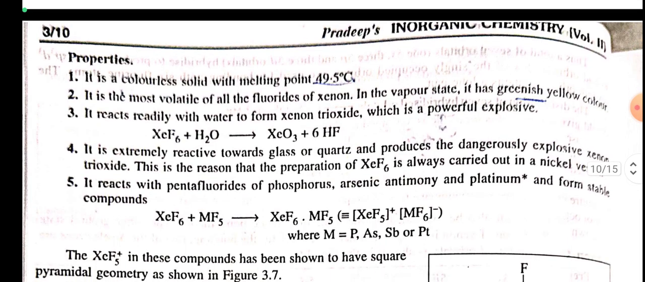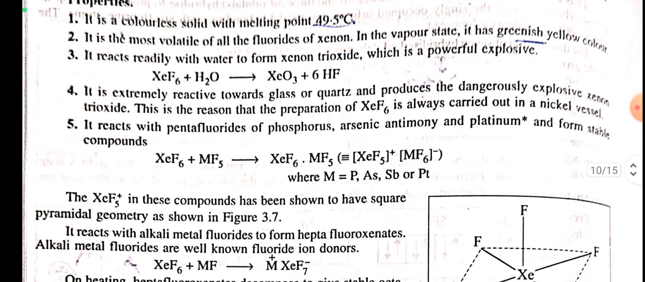Properties. It is a colorless solid with a melting point of 49.5 degrees Celsius. It is the most volatile of all fluorides of xenon. In the vapor state, it is greenish yellow in color. It reacts readily with water to form xenon trioxide, which is a powerful explosive. It is extremely reactive towards glass or quartz and produces the dangerously explosive xenon trioxide. This is the reason that the preparation of xenon hexafluoride is always carried out in a nickel vessel.